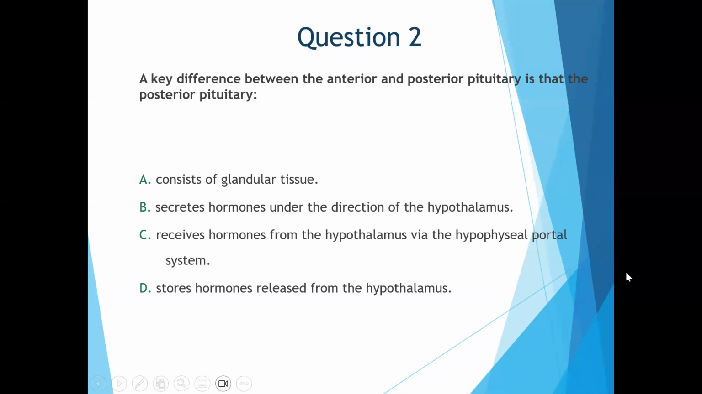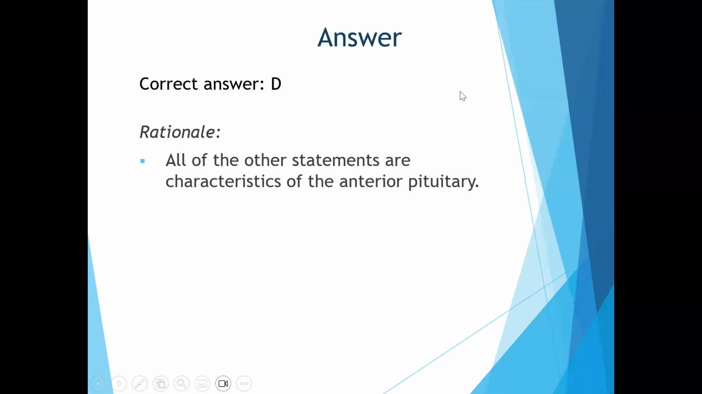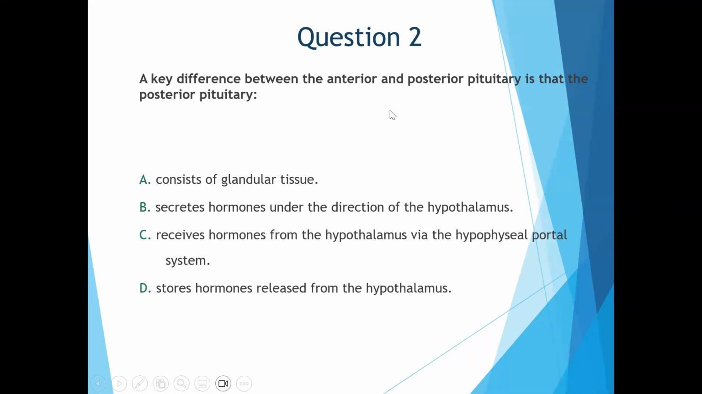So think back to what we just discussed. A lot of this discusses the anterior, so pick out the posterior pituitary portion. So D. All the other statements are characteristic of the anterior pituitary. The posterior pituitary does store some hormones released from the hypothalamus. A through C all discuss the anterior pituitary gland function.